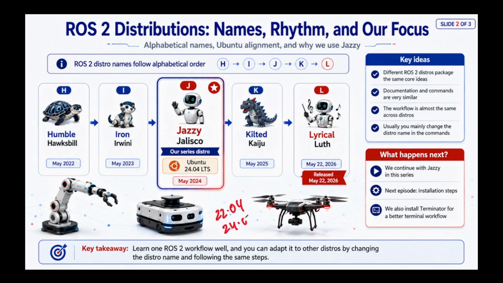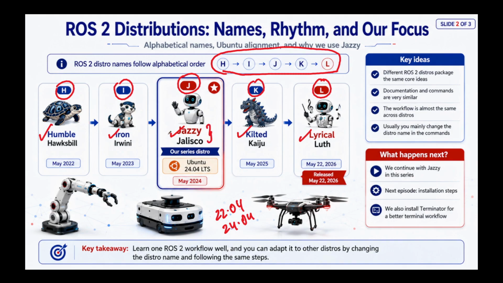Similarly, ROS2 distributions follow an alphabetical naming sequence. On the slide we can see H stands for Humble, I stands for Iron, J stands for Jazzy, K for Kilted, and L for Lyrical. So the first letters move through the alphabet from H, I, J, K and L. This naming system makes the releases easier to remember and gives each one its own identity. In this series, we will use ROS2 Jazzy together with Ubuntu 24.04.